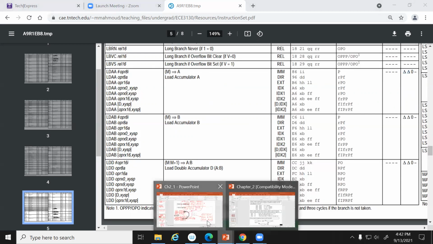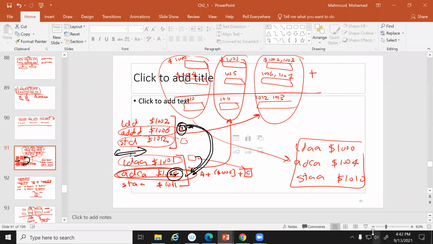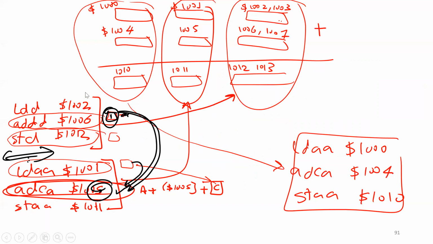So this time it should work. It should be okay because here I'm putting instructions that don't change the carry. So whatever carry resulted from this addition is going to be the same carry that you are going to use here. Is that clear, guys? It's a little bit tricky, but it's important to understand. Any questions?